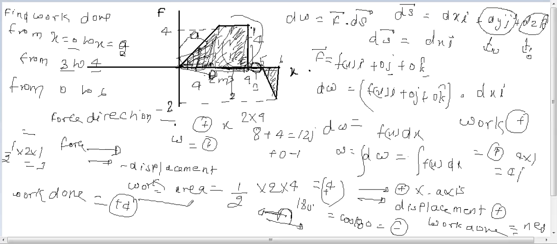What is the total work done? I am just writing here: total work done will be 12 plus 0 minus 1, that will be 11 joule. So this will be the total work done.